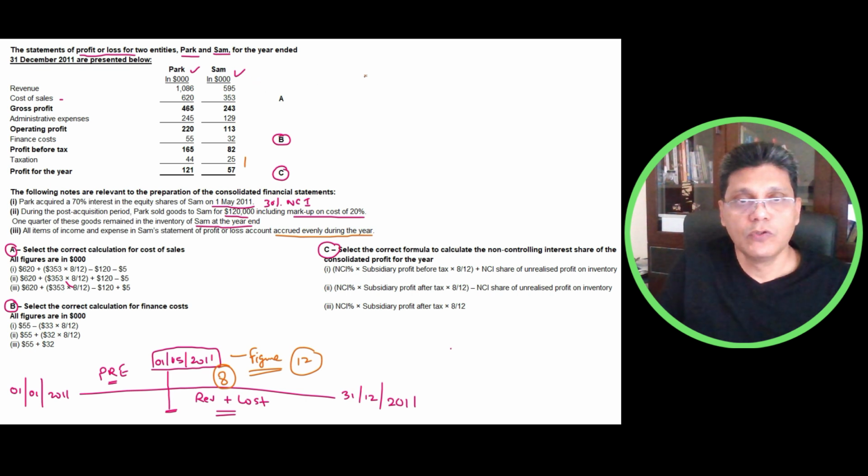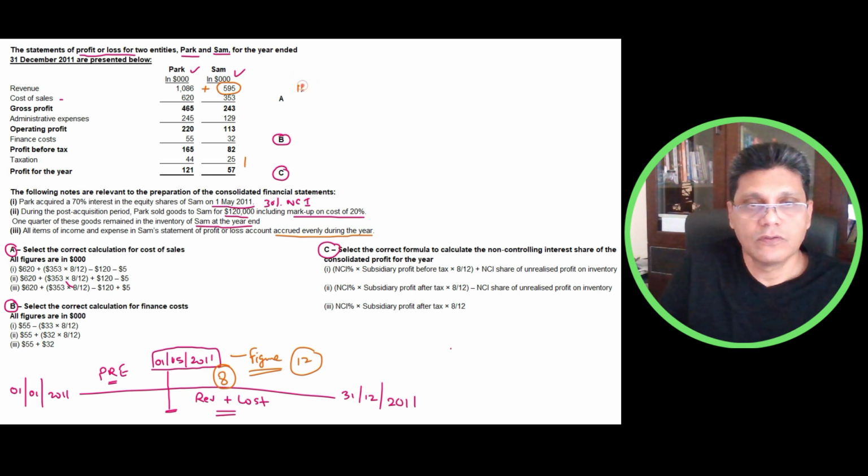Now let's take the group. Line by line, you need to add the parent, the Park's, and Sam's revenue. So 1086 plus 595, but you can't add 595 because you need to take only 8 months. So basically 1086 plus 595 divided by 12 times 8. That will be the subsidiary company revenue for the post-acquisition period. And from this you need to eliminate intercompany transactions.